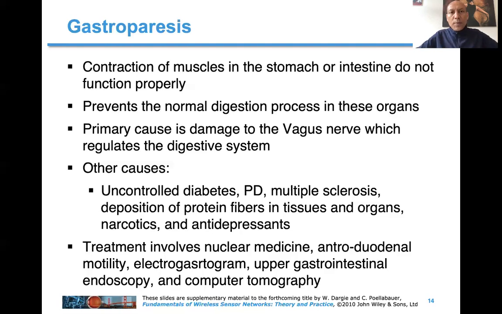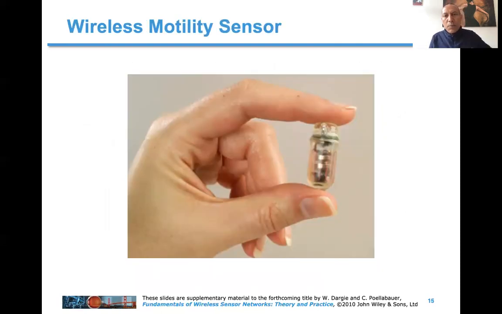Of course, when the problem is more serious, then you can use endoscopy and also computer tomography to localize the problem. Other scientists produce a very small wireless sensor node. This wireless sensor node consists of a pressure sensor, a pH sensor, and a temperature sensor. The recent production also embeds a micro camera in it. It's capable of communicating the data wirelessly, and it can be ingested into the body without any harm whatsoever.